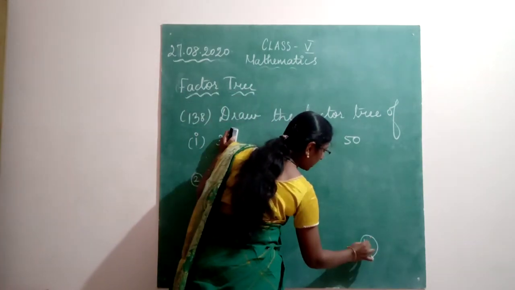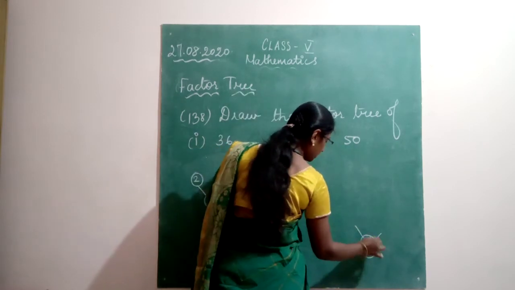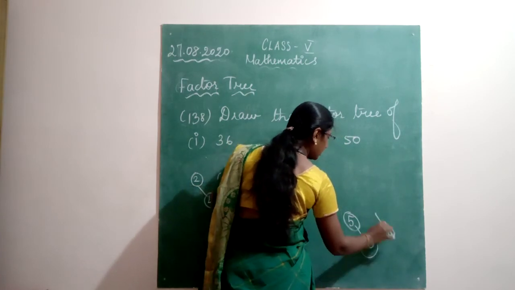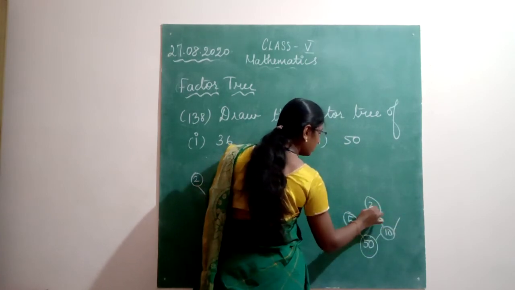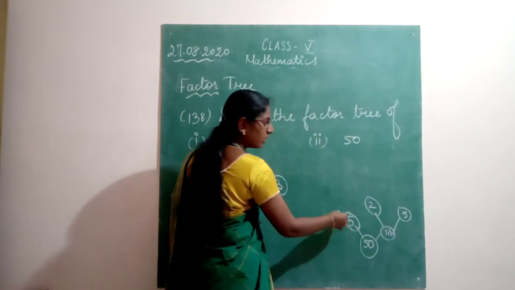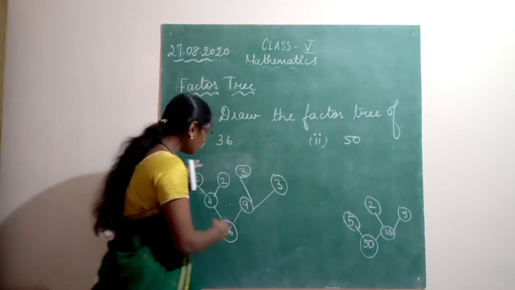Start with 50. Next, 5 10s are. Then you can write 10 as 2 5s are. Further you cannot factorize. You cannot split it because 5 ones are 5, 2 ones are 2, 5 ones are 5. Here also like that only.